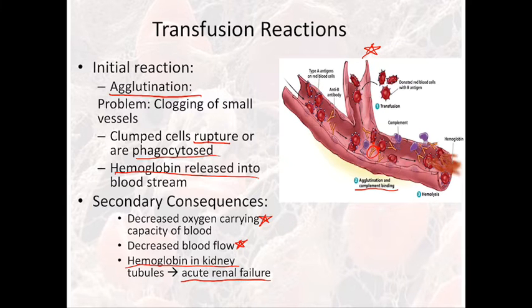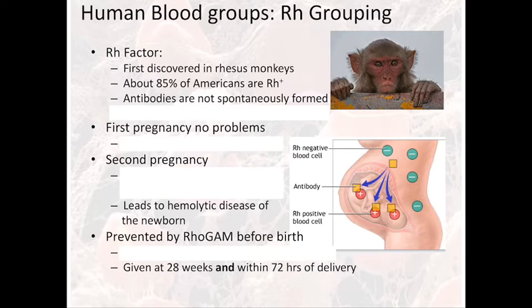So the human blood groups, we'll start with the RH factor. RH factor was first discovered in rhesus monkeys, and that's why it's called RH. About 85% of Americans are RH positive. That means that they have the RH antigen. Okay? Antibodies are typically not spontaneously formed for the RH antigen, which is different than the A and the B antigens. Okay, so it normally takes about 2 infusions to cause a serious reaction against the RH antigen.